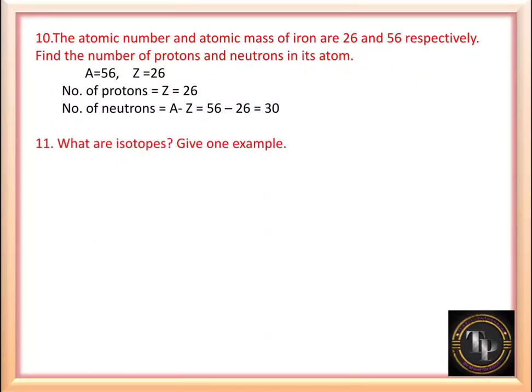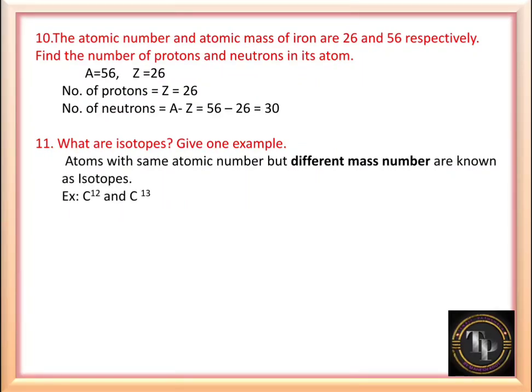What are isotopes? Give one example. Isotopes are atoms with the same atomic number but different mass numbers. What is different here? Mass numbers are different. Examples you already know: carbon 12, carbon 13, and the hydrogen isotopes protium, deuterium, tritium. Atomic number is the same. Carbon's atomic number is 6, but the mass number is 12, 13 like that. That means the number of neutrons is different, guys. Correct or not? Same atomic number but different mass number.